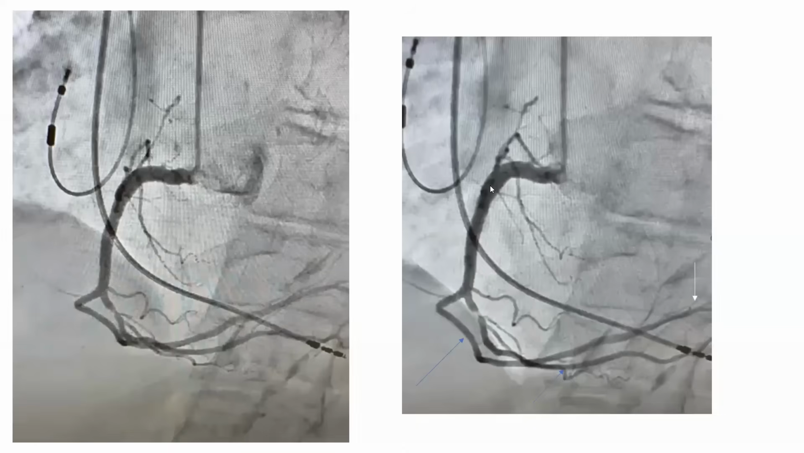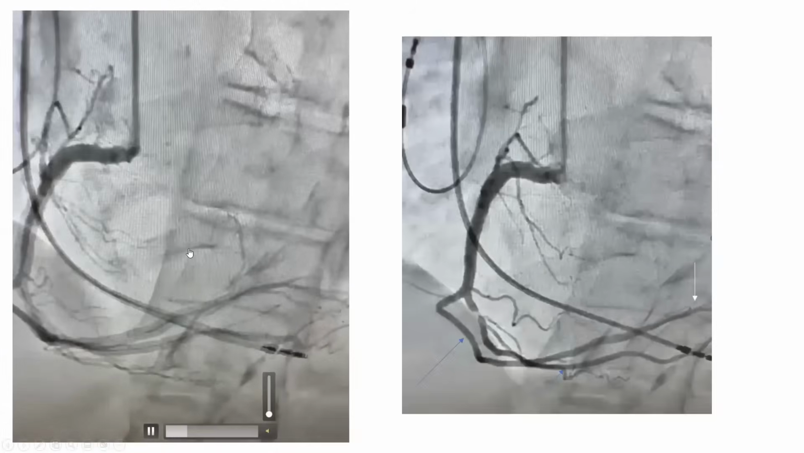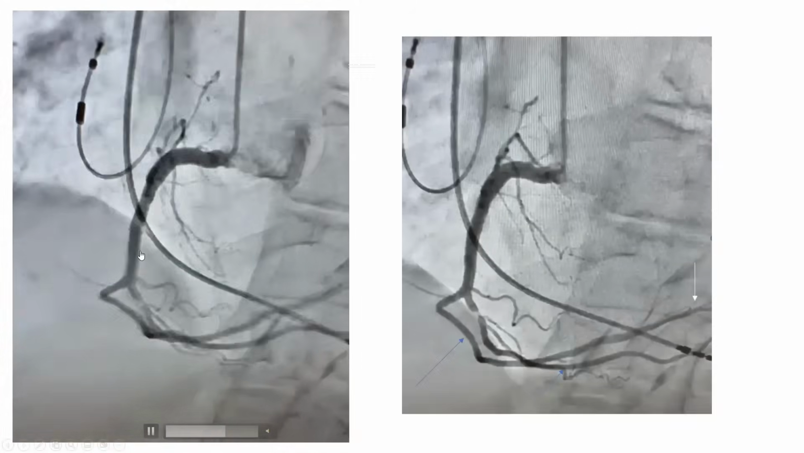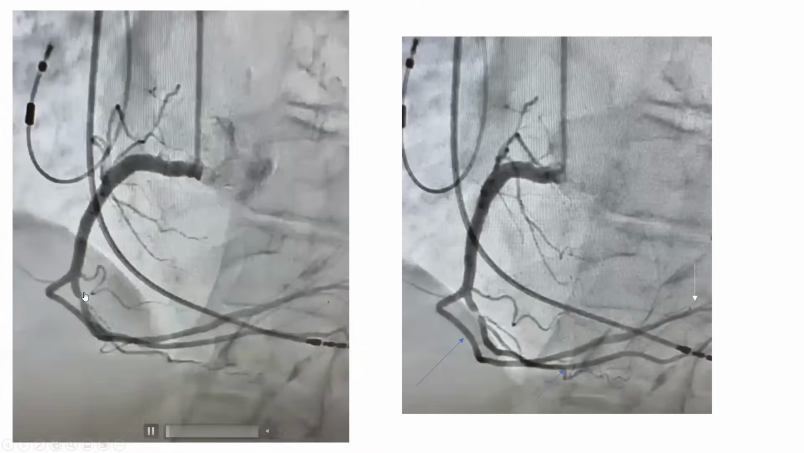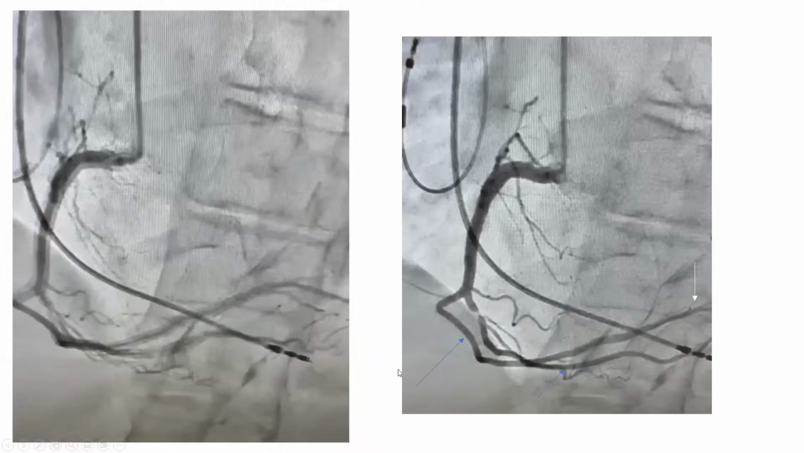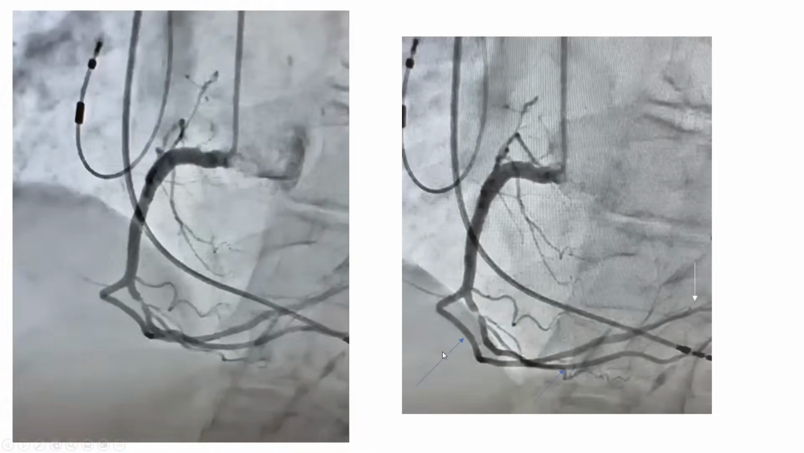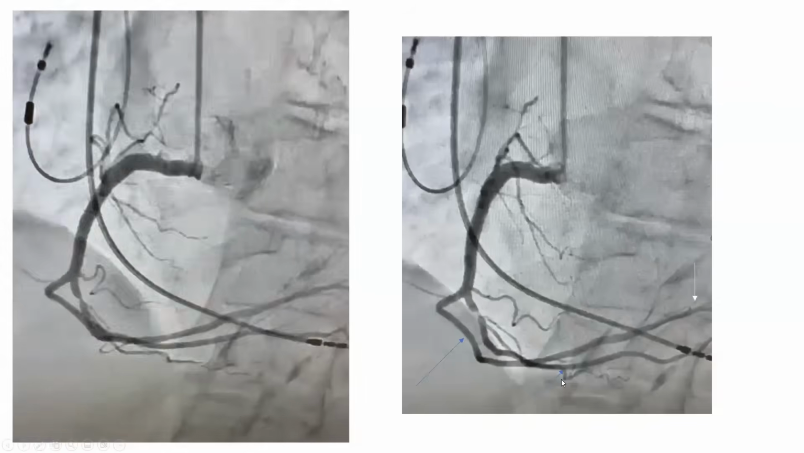Now I want to show another case. I want you to look at this RCA and tell me what is the true RCA. Point exactly to which one is the true RCA. You see two big branches here. So which one? Is it that one, this arrow, or that arrow? Which one is the true RCA?